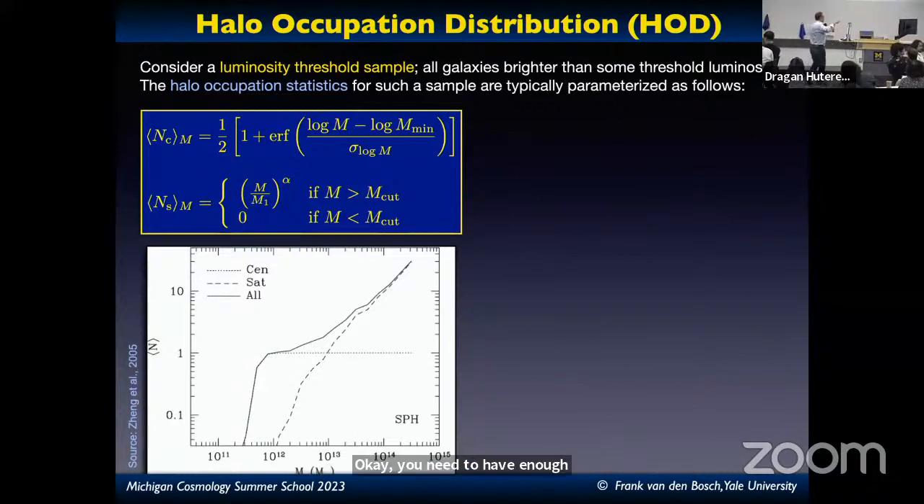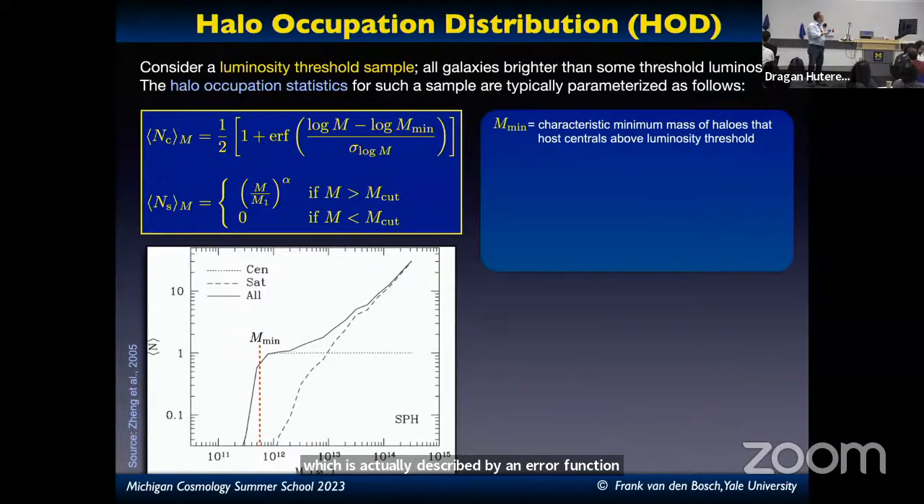So n is going to be 0 below a given mass scale. And then there comes a mass scale where you do have enough baryons to make a galaxy that bright, and you transition to 1. But that transition is not a direct step function. There's a little bit of scatter, a little bit of stochasticity in galaxy formation. So that's why you get a slow transition, which is actually described by an error function. And the error function has the characteristic mass.